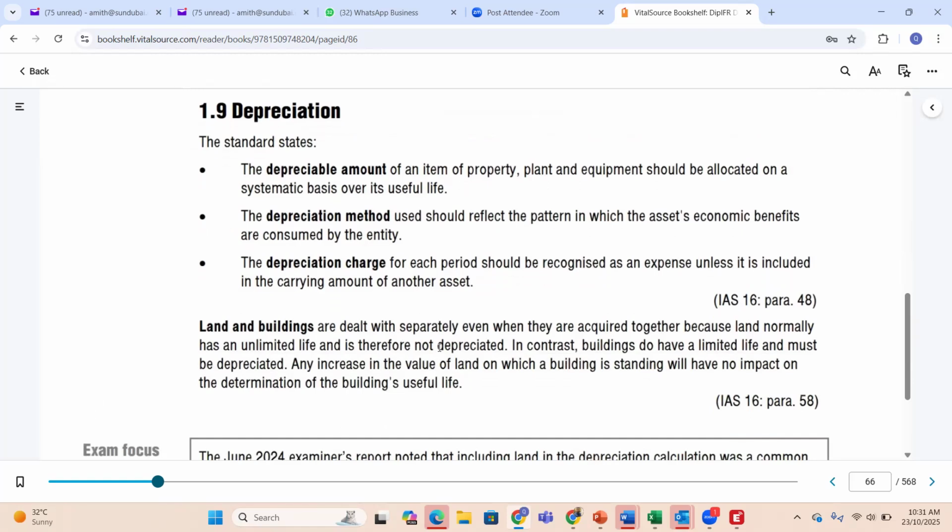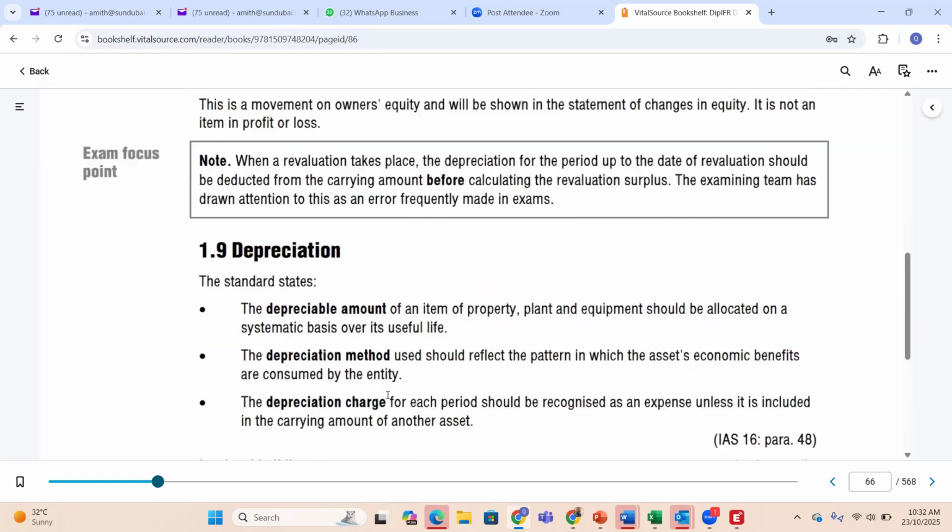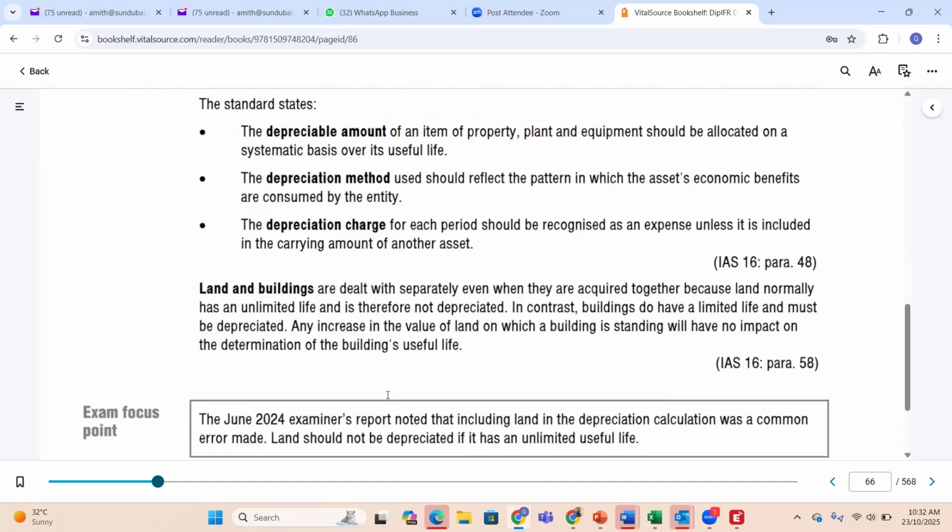Land and buildings are dealt with separately even when they are acquired together, because land normally has an unlimited life and is therefore not depreciated. In contrast, buildings do have a limited life and must be depreciated. Any increase in the value of land on which a building is standing will have no impact on the determination of the building's useful life. So building separate, land separate. Just because land has an unlimited life, we can't say that the building has an unlimited life.